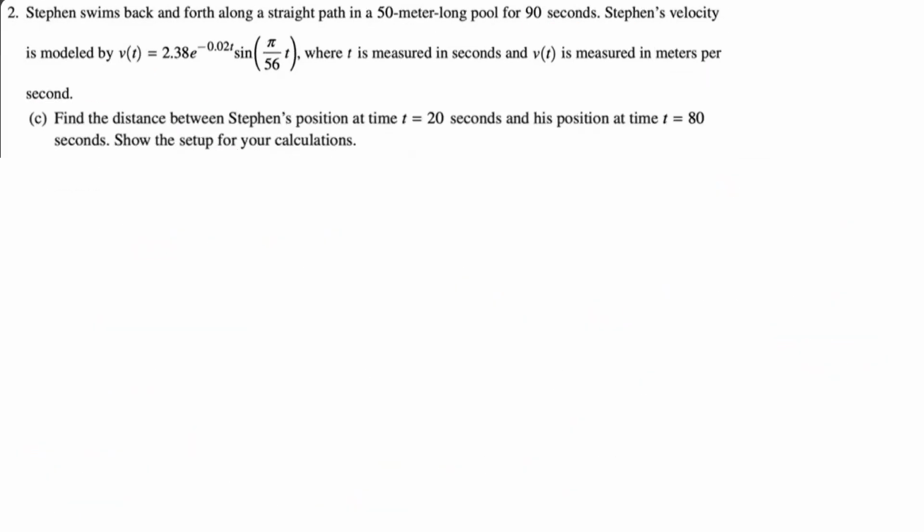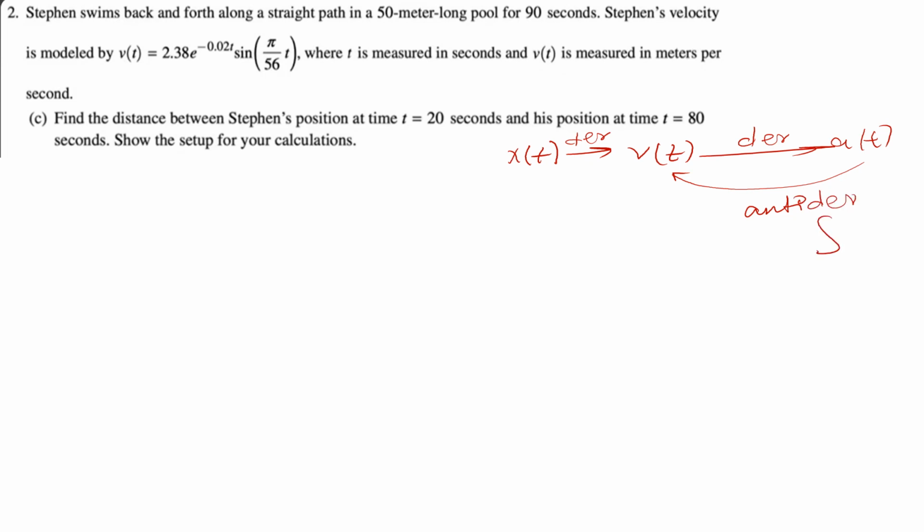Here they are asking you to find the distance between Stephen's position at time t equals 20 seconds and his position at time t equals 80 seconds. Just now we have discussed that if the position is given, you take the derivative to find the velocity, and then you take the derivative again to find the acceleration. But if you want to go back, if acceleration is given and you want to determine the velocity, you have to take the antiderivative or integration. Similarly, if velocity is given and you want to find the position, you have to take the antiderivative of the function.